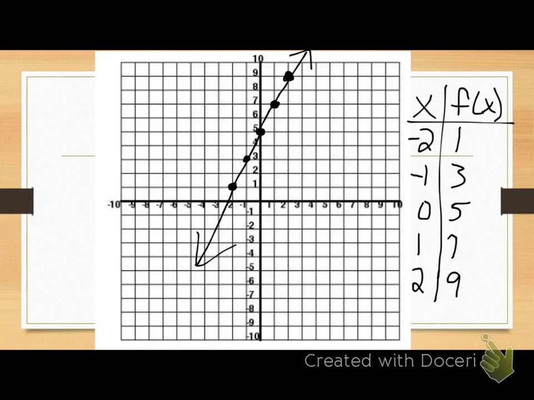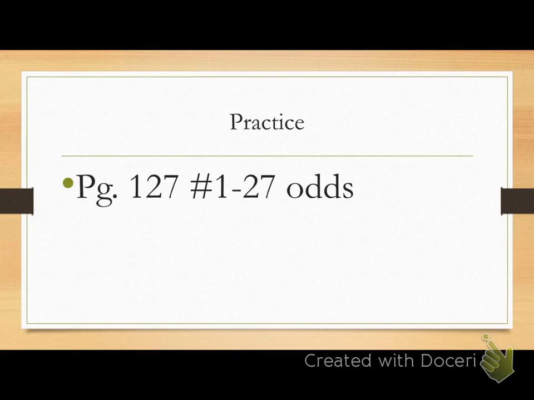Here's our assignment. Page 127, numbers 1 through 27, odds. Changed it up on you. It's odds instead of evens.